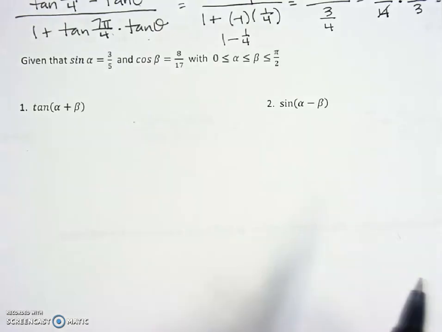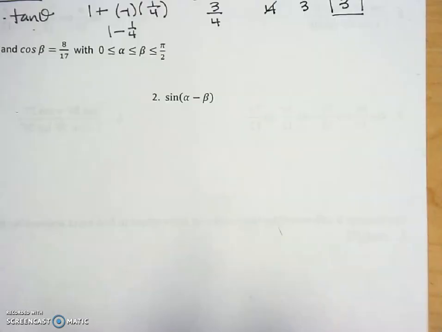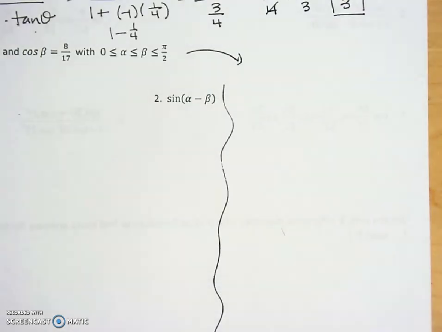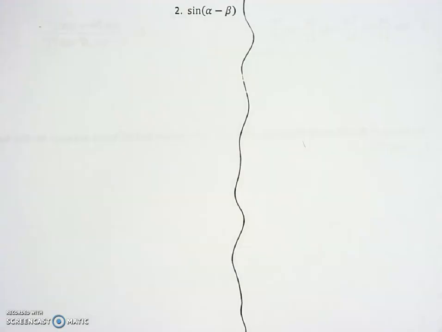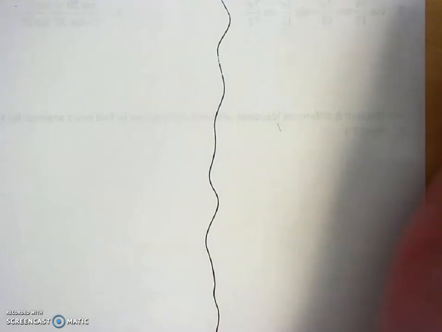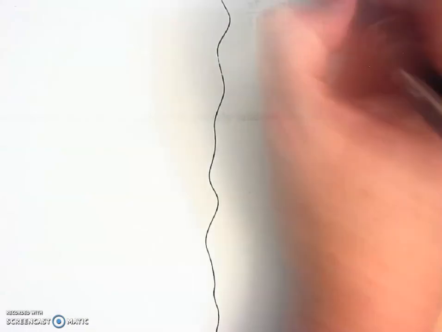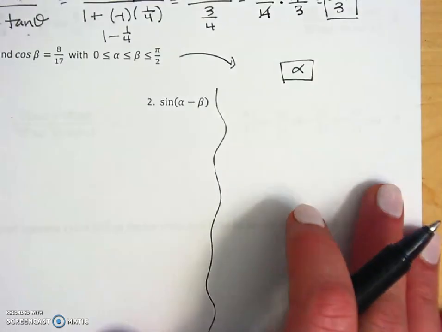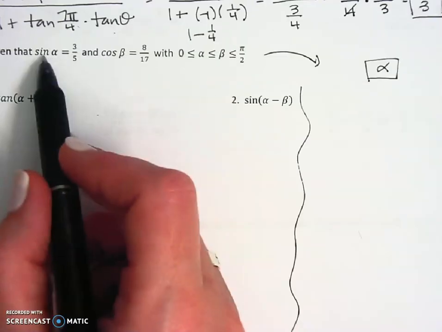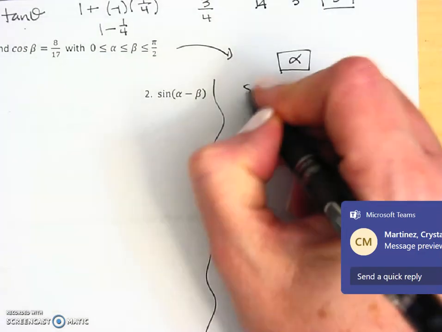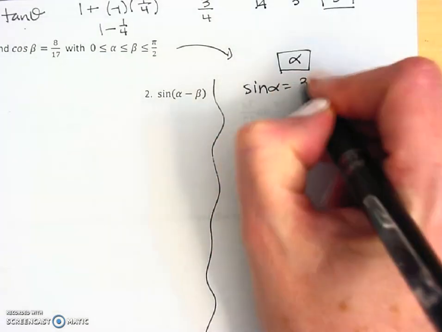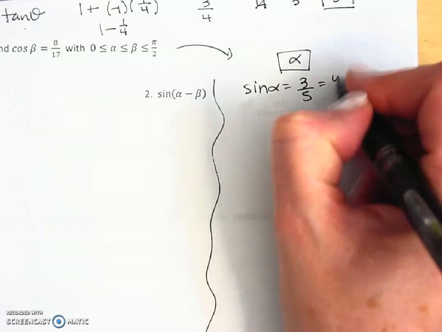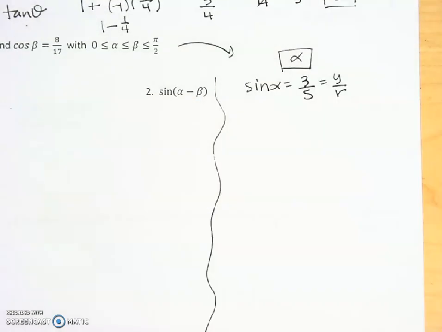So here's how we're going to get started with that. I'm going to come over here and just use this area to do my math. And I'll do alpha first. So for alpha, we're given that the sine is 3/5. And from our trig ratios, we remember that's our y and our r values.